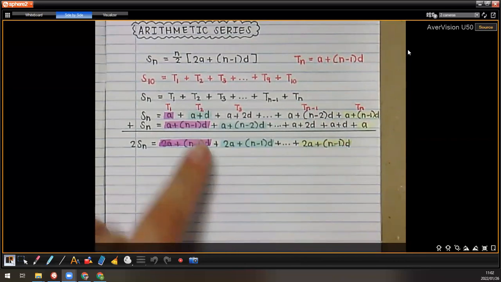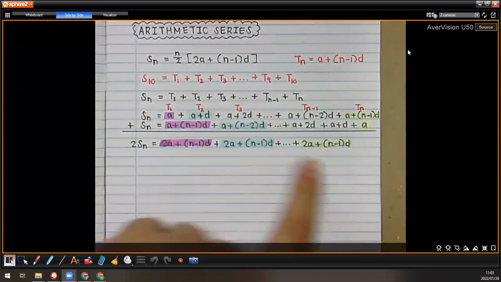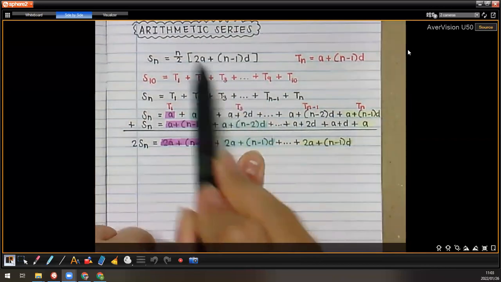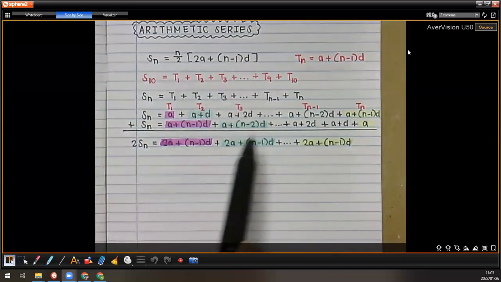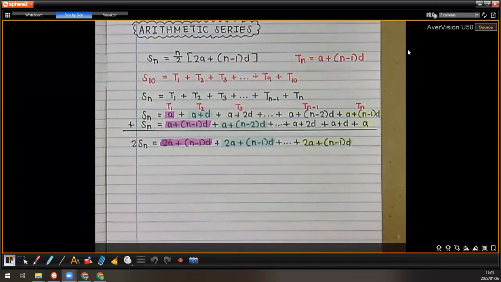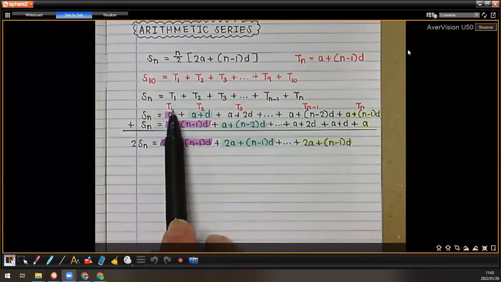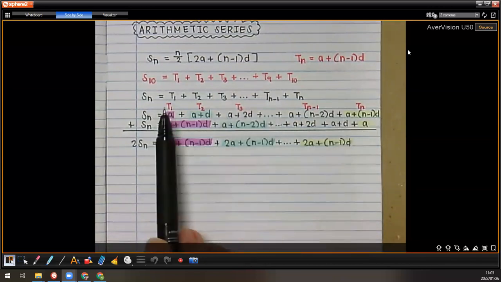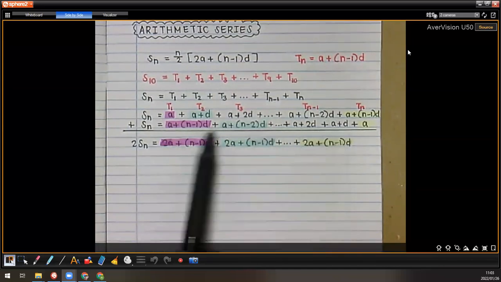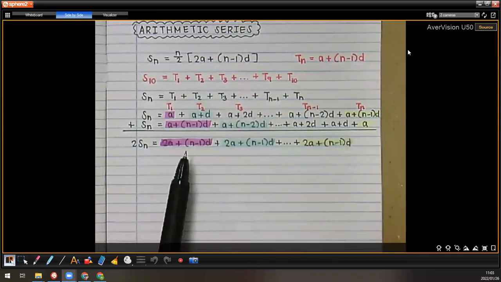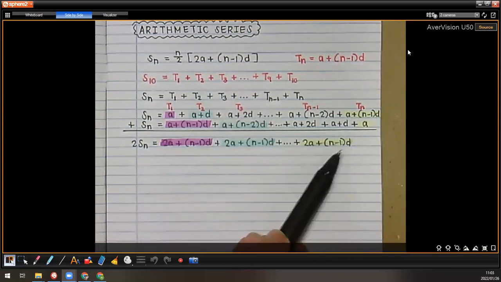Okay, now, like I said, for all of these pairs that we're going to add together, we're going to get the same answer. We're going to get 2a plus n minus 1d. See, that is where that comes from in the formula. All right, so we've proved this part of the formula already. Now, I want you to think about how many of these pairs there will actually be. If I have n terms here, that I'm adding to n terms in the second line, I'm going to have n answers. N pairs that I'm adding up is going to give me n of these.